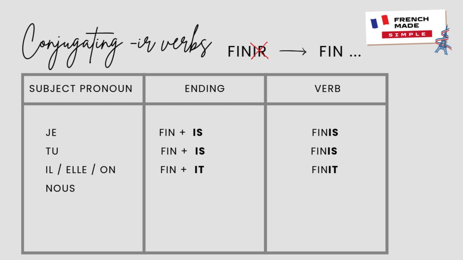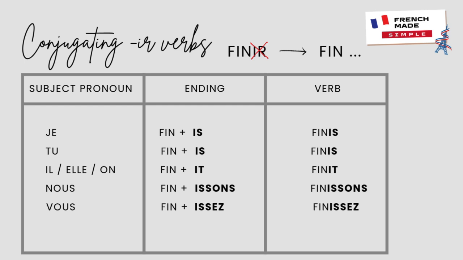For nous, I'll add ISSONS to fin, giving me nous finissons. For vous, add ISSEZ to fin and get finissez, or you finish. Finally, add ISSENT for ils, elles, and get ils finissent, elles finissent.